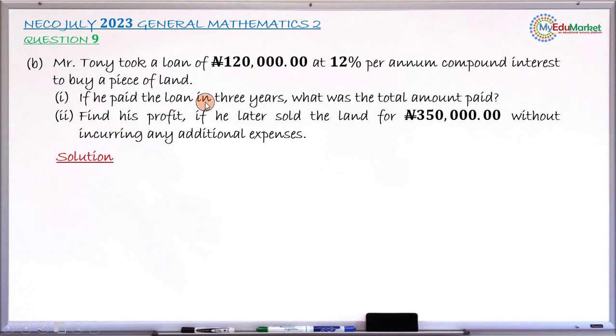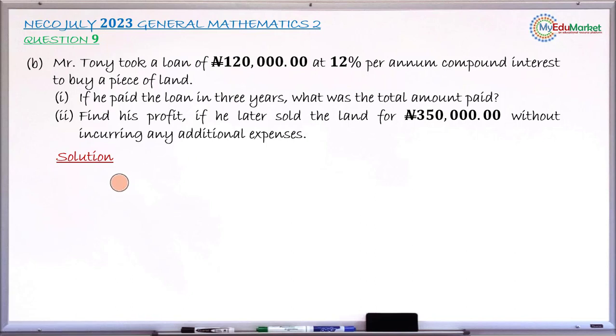Starting with the very first question, Mr. John borrowed this money in order to buy a piece of land from the bank, and the bank charges 12% per annum compound interest. And he paid the loan in 3 years. So we are interested in the amount of money he paid. The amount of money paid will be the original money borrowed plus the interest that was accrued in these 3 years.